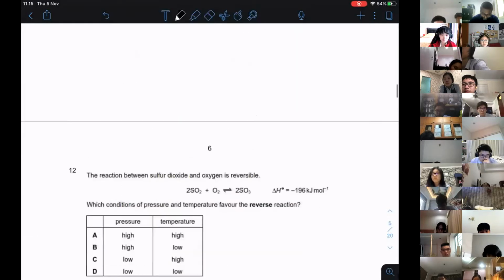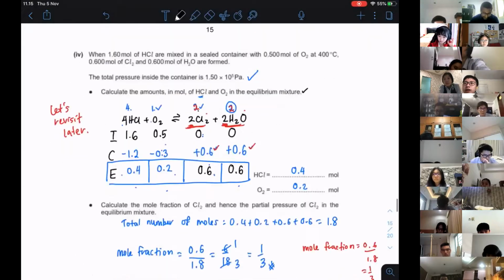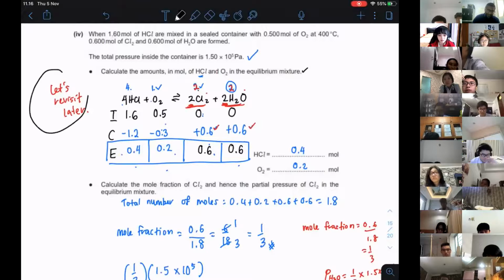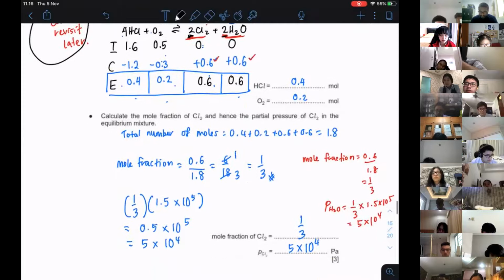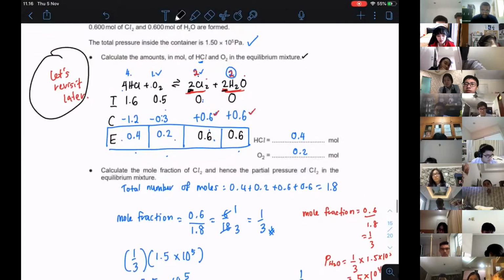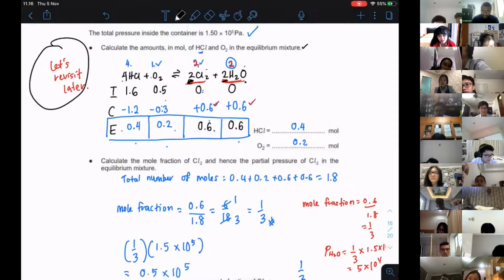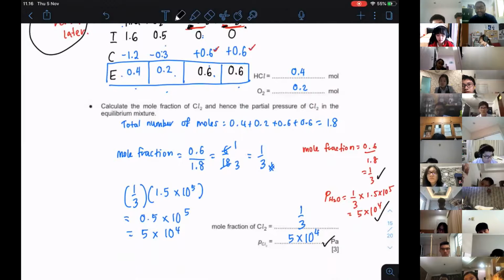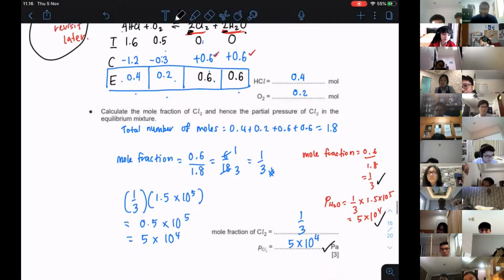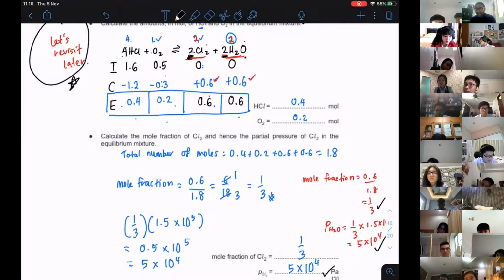Let's revisit. Two and two. Okay, 2 and 2. And we calculated the partial pressure of Cl2. When I see for water it is a different thing. But when I calculate the partial pressure, because of the 2 and 2, the mole fraction will be the same, and the partial pressure is the same. That's the reason why I told you we will revisit this later.